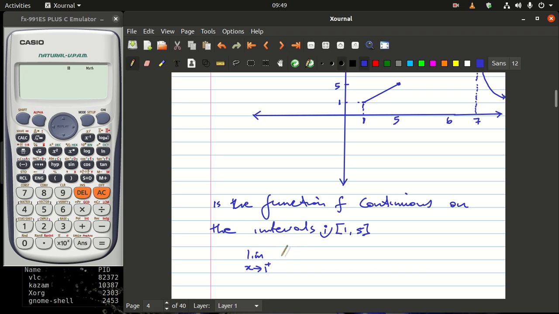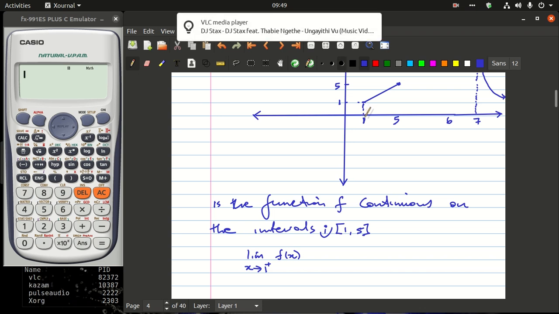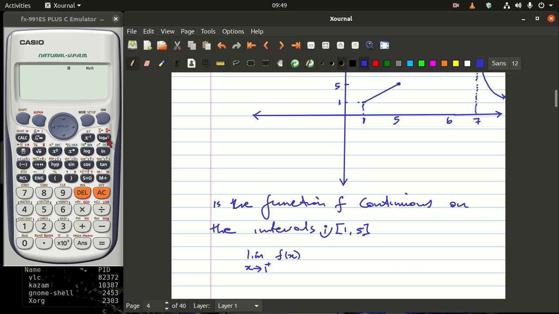So I want to find the limit of f of x as x approaches 1 from the right. If I pick a point just after 1, let's say 1.000000000000000000001, when I plug it into the calculator we will see that it is just 1. So the output of the function is going to be the same output, because the value is so close to this point on the function, which is that 1 here.